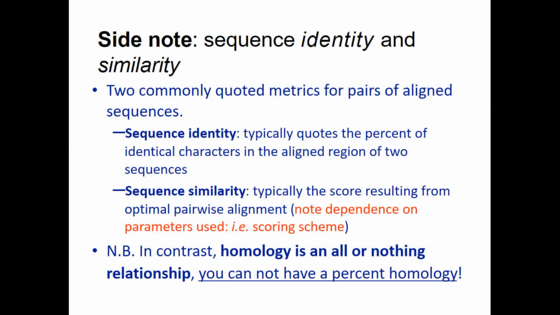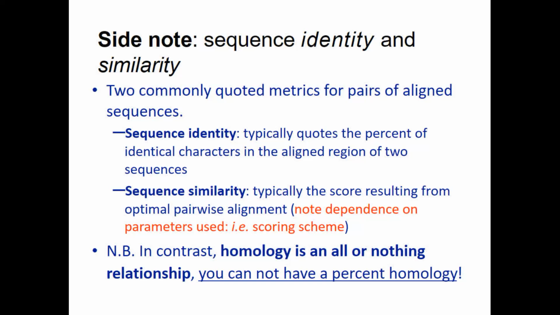So there is a side note: sequence identity and similarity. These are the two commonly used metrics for pairs of aligned sequences. Identity typically gives the percent of identical characters in the aligned region of two sequences. So A has to be exactly the same as A. G has to be exactly the same as G.